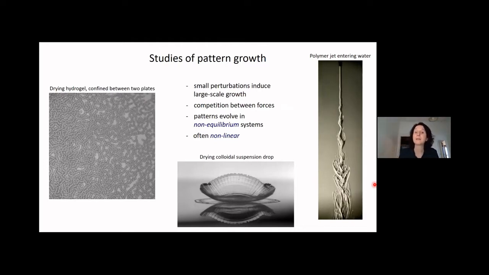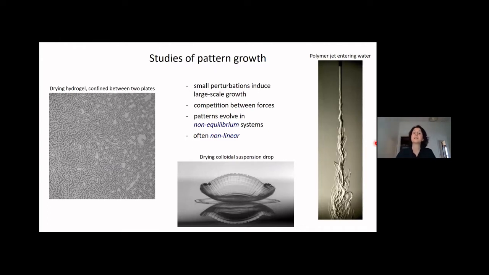But the growth is typically due to a competition between different forces acting on the system. Often these patterns evolve in non-equilibrium systems and the growth is nonlinear. This non-equilibrium nature and nonlinear growth are really two of the reasons why understanding pattern growth still remains quite challenging. And so the stories I want to start with show features of all these characteristics of pattern growth.